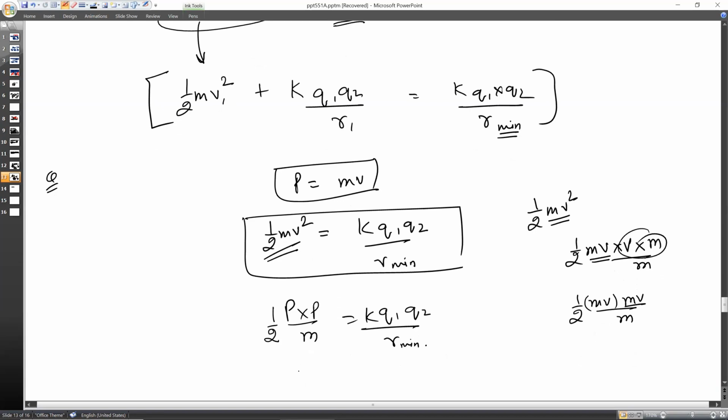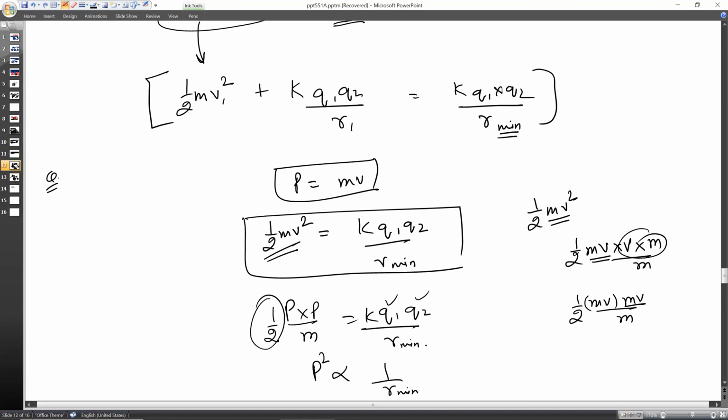Now, if all things are constant, the charges are constant, whatever the charge of the nucleus and the particle is, this term is not changing. So we can say that p square is directly proportional to r minimum, if all the charges are constant. The mass is also constant and not changing.